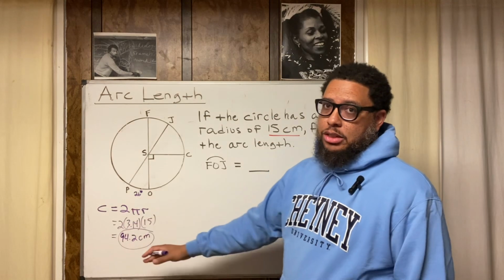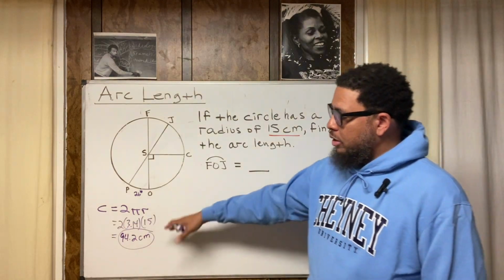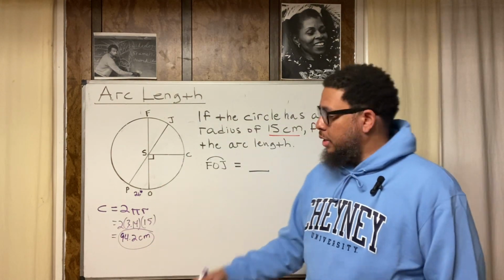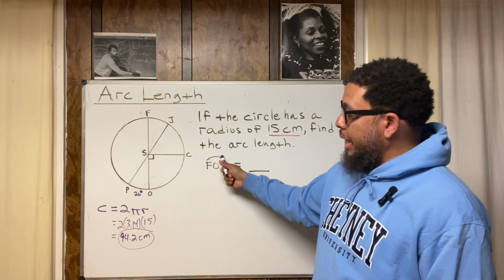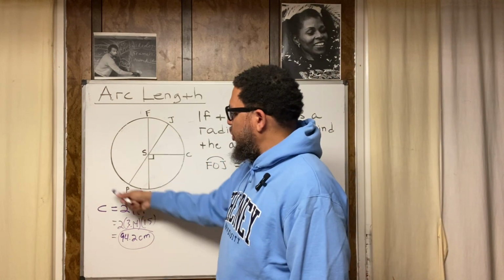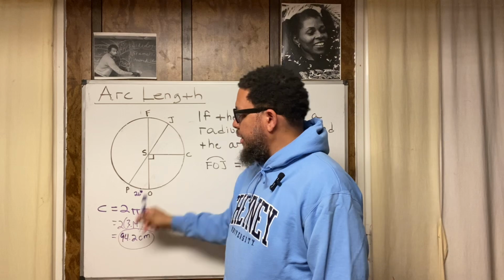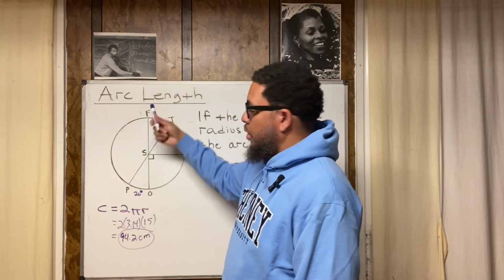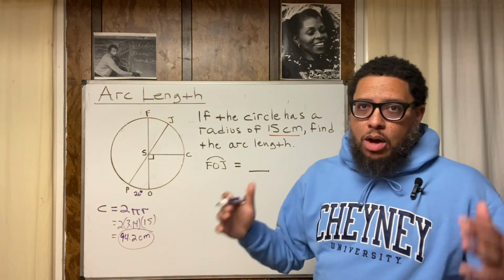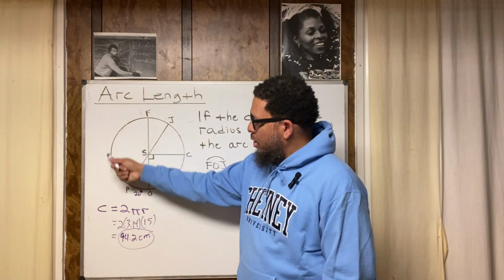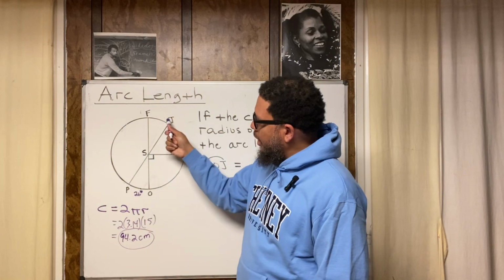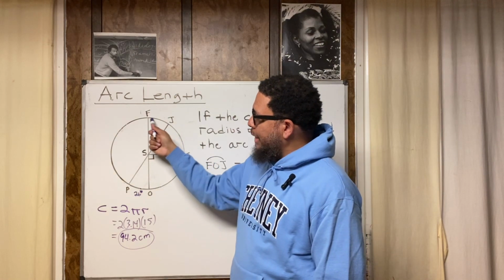That's not my final answer. I'm going to use that to get my final answer. I just want to know the length of the arc FOJ, right? This is the length of the whole circle, but I don't want to know the length of the whole circle. I only want to know the length from this point all the way around until this point. So it's basically the whole circle minus this piece right here.